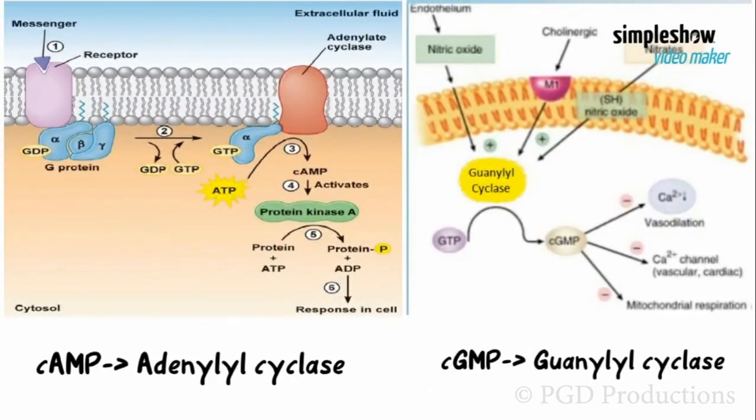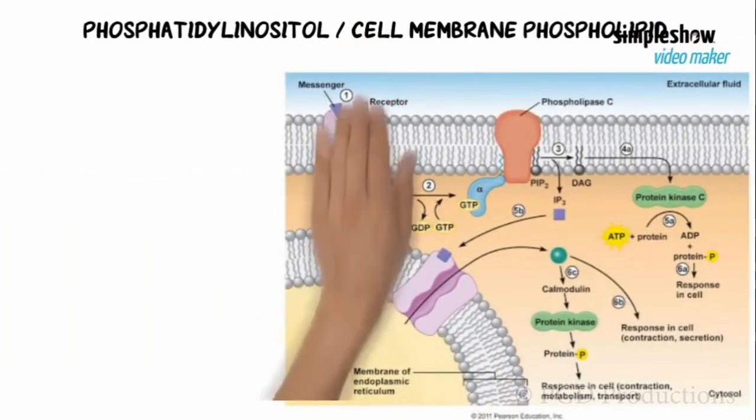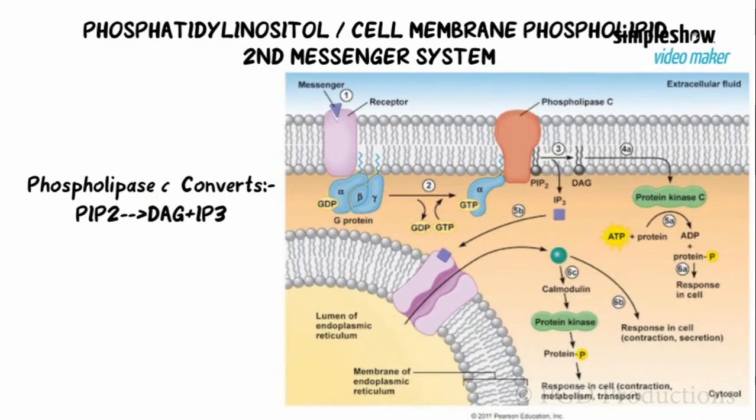cAMP is produced by the amplifier enzyme adenyl cyclase, while cGMP is produced by the enzyme guanyl cyclase. Phospholipase C converts phosphatidylinositol biphosphate into diacylglycerol and inositol triphosphate.